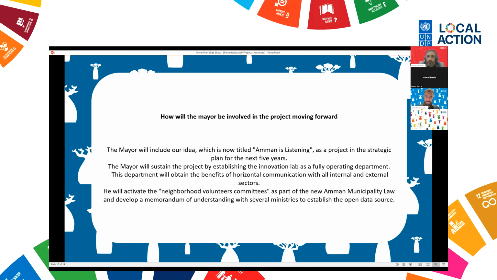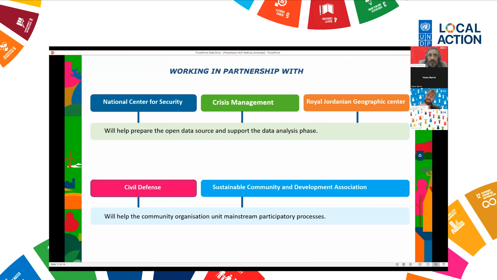We changed our law to listen to the citizens, through 22 members of our city council from citizens around the city. We believe that if we need to succeed, we will enter into partnership with other ministries and departments like the National Center for Security or Crisis Management or the Royal Jordanian Geographical Center. It will help us prepare an open data platform and support the data analysis phases. And civil defense and the sustainable community and development association will help the community organize a unit for the participatory process.